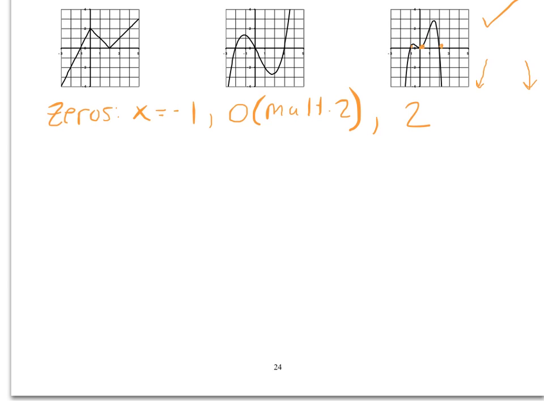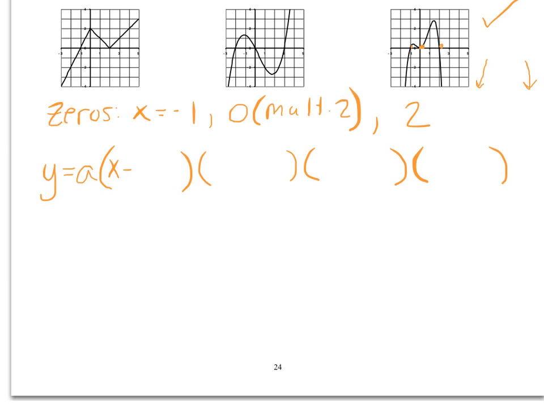Alright, so now I can write out, since I know the zeros, and there are 4 of them, I'm going to use a 4th degree polynomial to model this thing. 4 zeros, 3 extrema, it's got to be 4th degree. So I'm going to have y equals a times my 4 factors, 1 for each 0.